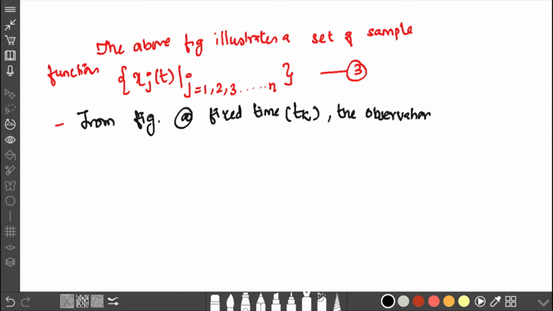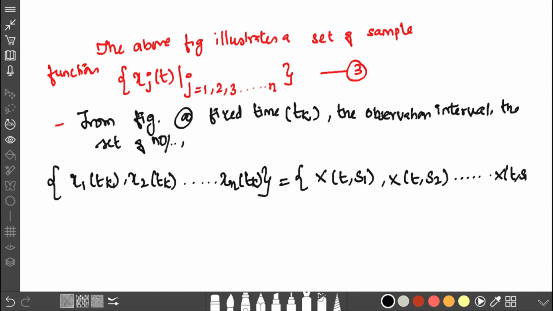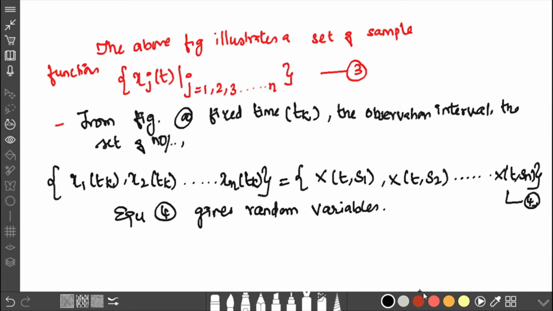From the above figure, again take the fixed time t suffix k. With respect to the input side x of tk, the observation gives a set of numbers for different values of t suffix k. Here again, for a fixed value of tk, it ranges from x1 till xn. The value of tk is the same. So x1 of tk, x2 of tk till xn of tk is equal to x of t comma s1, x of t comma s2 till x of t comma sn.